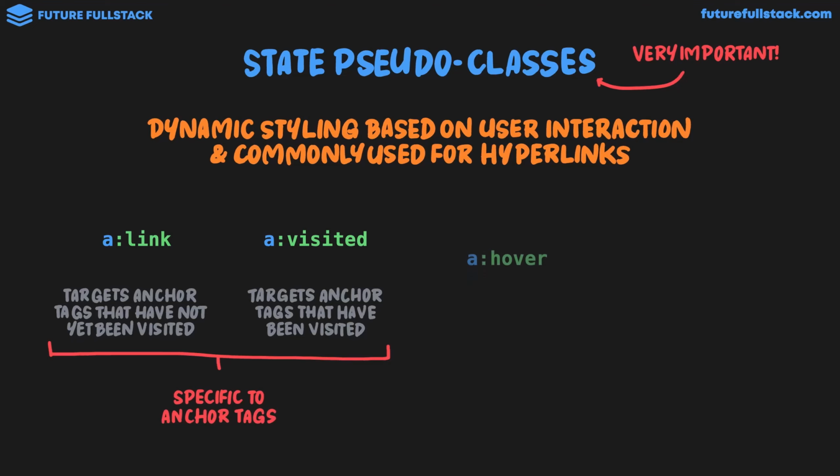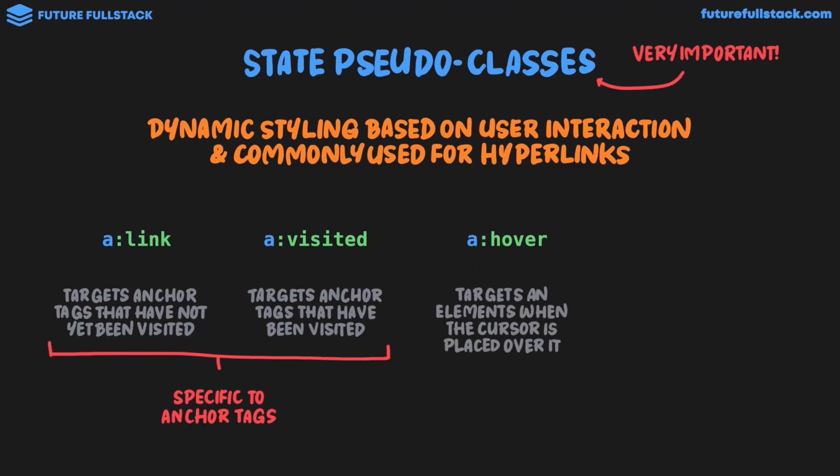The next pseudo-class is the hover pseudo-class. This targets an element when the cursor is placed over it. It's like what we saw in the start, how the button turned from green to purple. That would be using a hover pseudo-class.